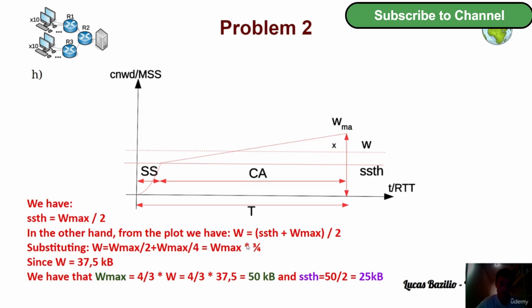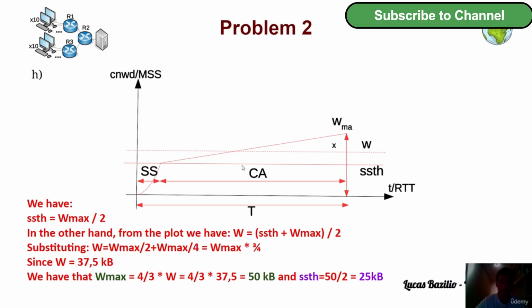Then we only need to calculate the difference to get the value in kilobytes that we have increased. Here it is very easy to see that 50 kilobytes, which is the value of the maximum window, minus the value of the slow start threshold, 25, gives us 25 also, right? 50 minus 25 is equal to 25. So this is the amount of bytes that the congestion window increases in the congestion avoidance phase. But we don't want the value in bytes, we want the value in maximum segment sizes.